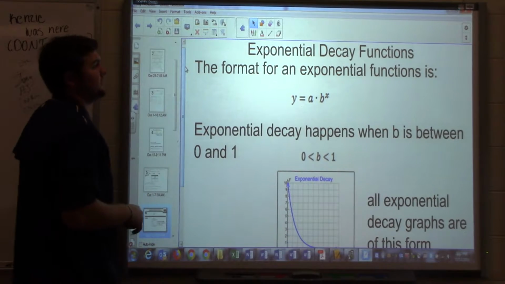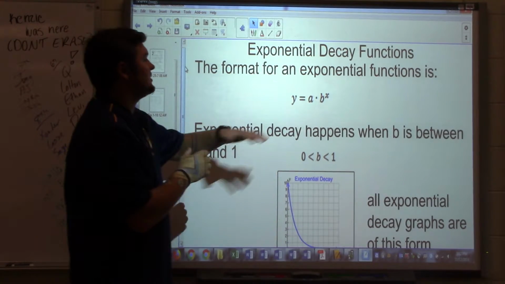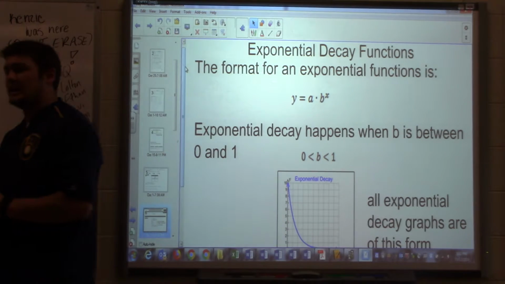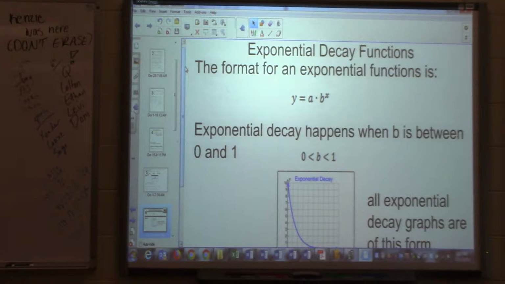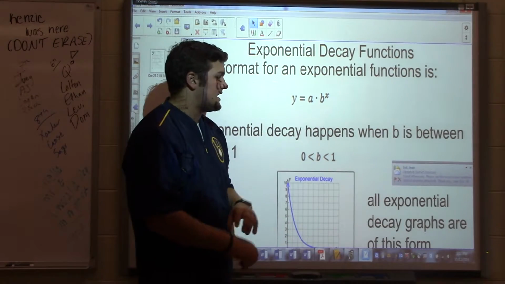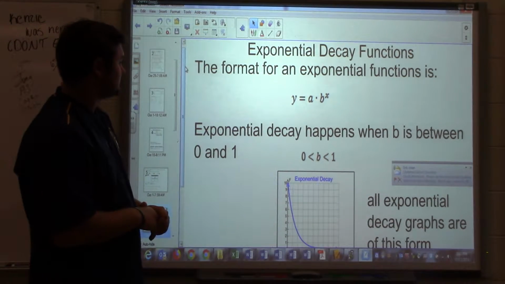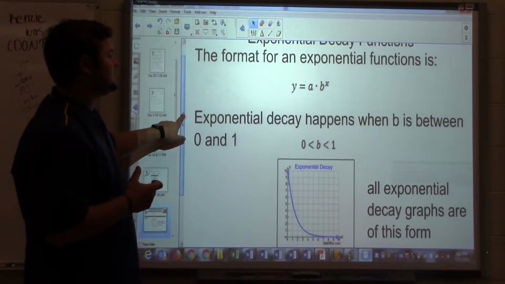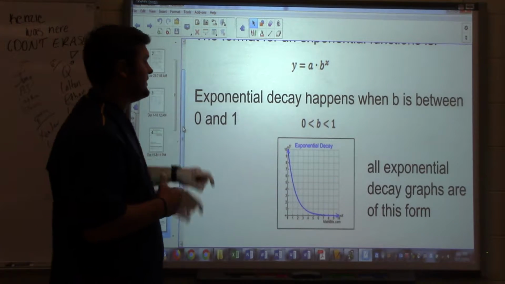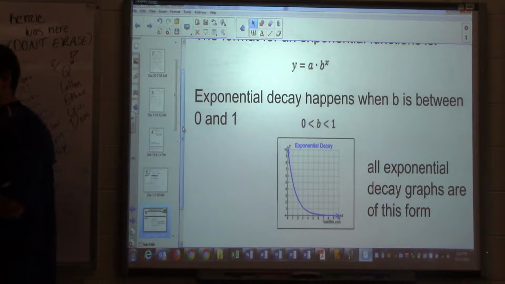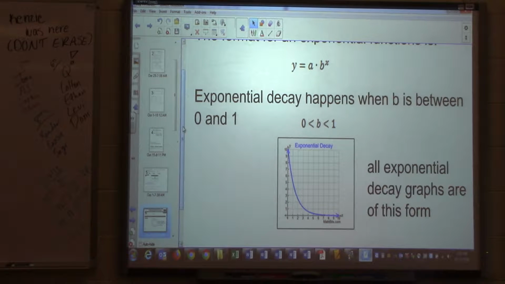Now let's talk a little about exponential decay. So exponential decay, a format for an exponential decay function is also y equals a times b to the x. Same as it was for exponential growth. Now, the difference is exponential decay happens when b is between 0 and 1.